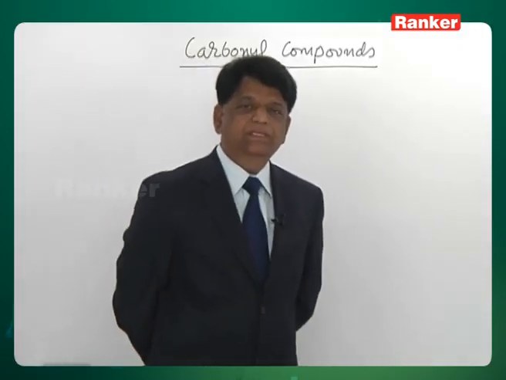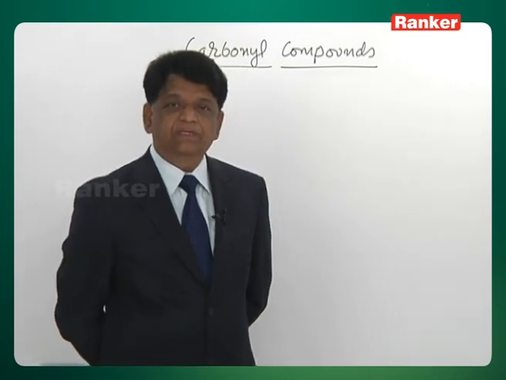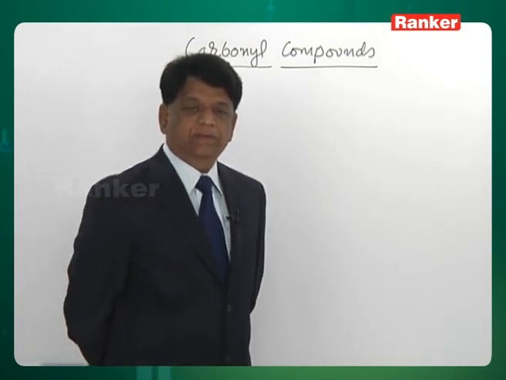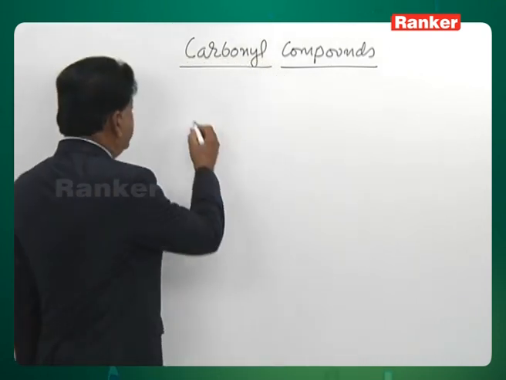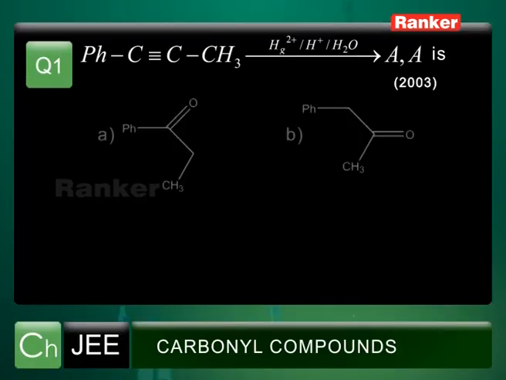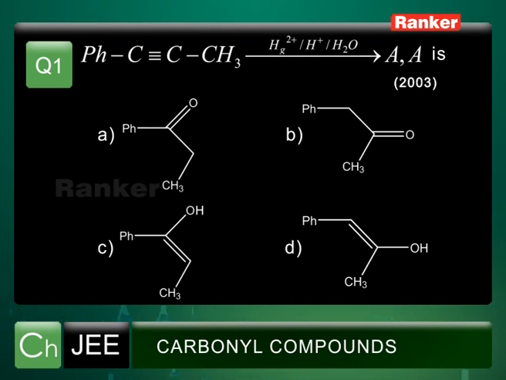So, let us see some questions that appeared in the previous papers of the IIT JEE examinations. The first question is from the year 2003. It was asked: a compound that is an alkyne containing a phenyl and methyl, known as phenyl propyne, and treatment with the mercuric salt in presence of acidic medium.